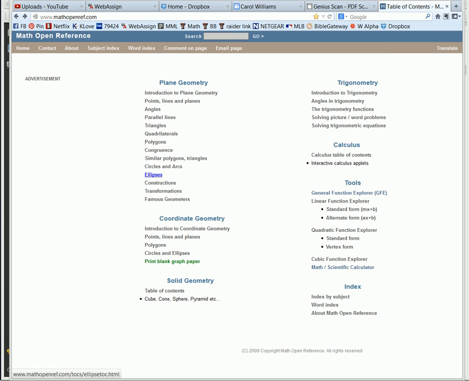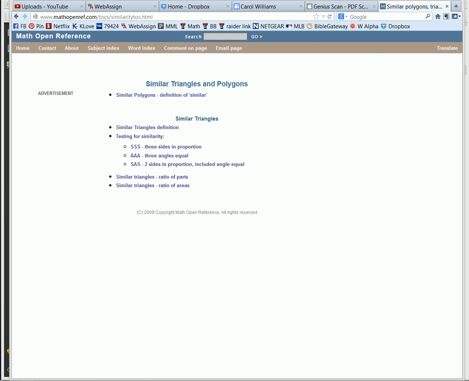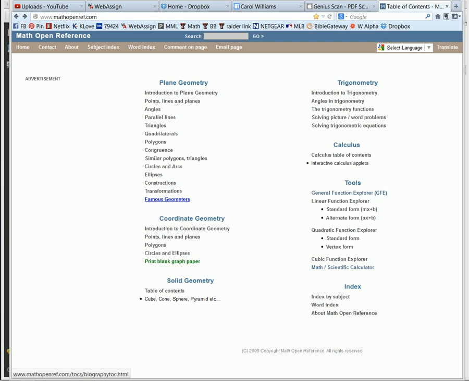But this is also going to be very important when we get into the next chapter, which is constructions. And so here you'll see that there's constructions. This also has a lot of different similar triangles and stuff that you can use for the proofs. So this is Math Open Reference. It's a great website for you to use as an additional resource. If you want to print graph paper, well, there you go.